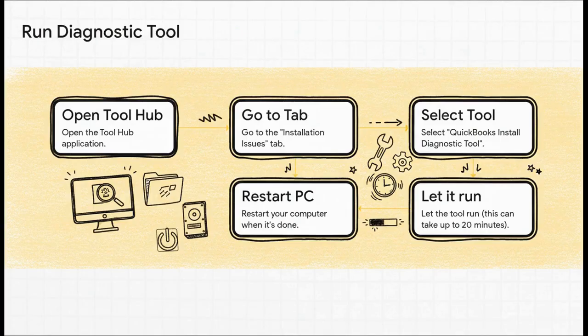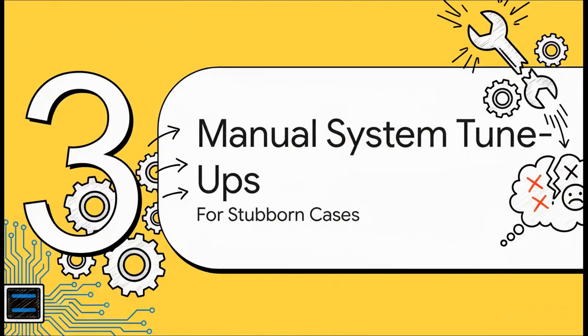Okay, once the Tool Hub is installed, go ahead and open it up. You'll see a few different tabs. The one we want is Installation Issues. Click on that, and then select the QuickBooks Install Diagnostic tool. Now, this is the part where you might need to grab a coffee. It can take up to 20 minutes to run because it's busy scanning for and automatically fixing the very files that are causing the problem. Once it's all done, give your computer a full restart. For a lot of you, the Tool Hub probably just solved the problem. Awesome. But if you're still seeing that error, don't sweat it. We're just going to move into a few manual system tune-ups for those extra stubborn cases.